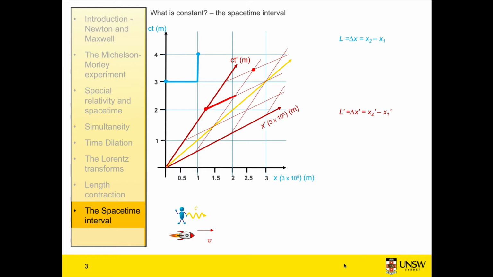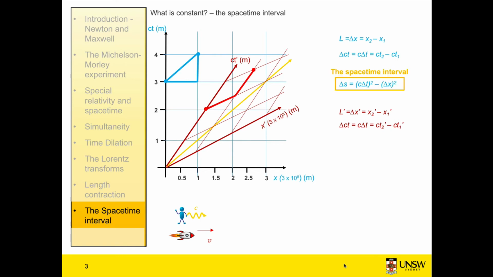that difference, delta CT, which is, since C is a constant, equal to C times delta T, is equal to C times T2 minus C times T1. And likewise in the red reference frame. And once again, we know how to transform between the times T2 and T1 and T2 dash and T1 dash, and we know that they're not equal.